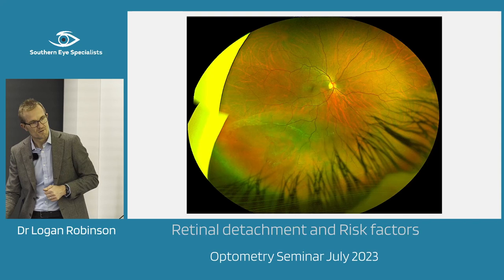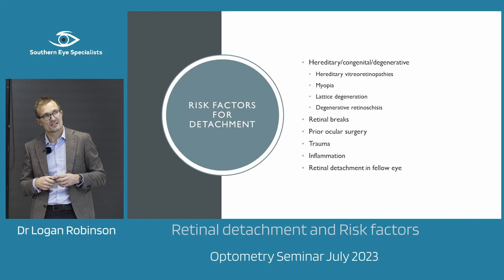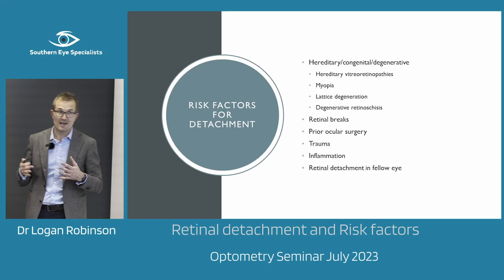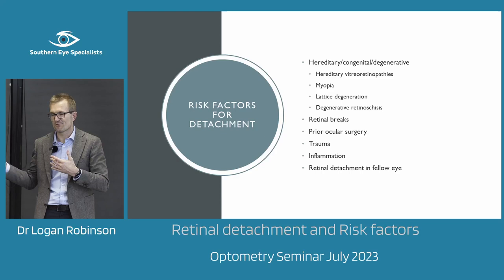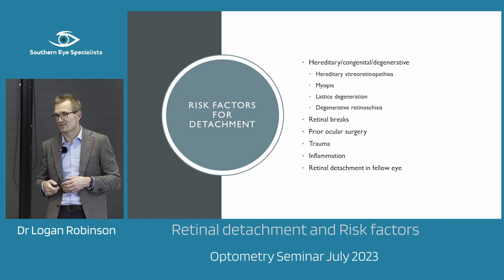So in terms of risk factors for detachment, there's quite a few different things. Many of them aren't that common or that important. For example, the hereditary vitreoretinopathies, like Stickler's and Marfan's, which are pretty rare but high risk for detachment. The more common things are myopia and lattice degeneration, and you'll all be aware that they're risk factors for detachment. Obviously, retinal breaks, and we'll talk about different kinds of breaks.